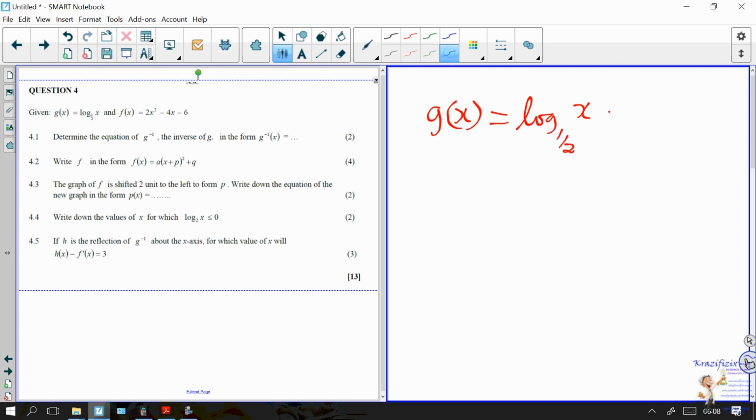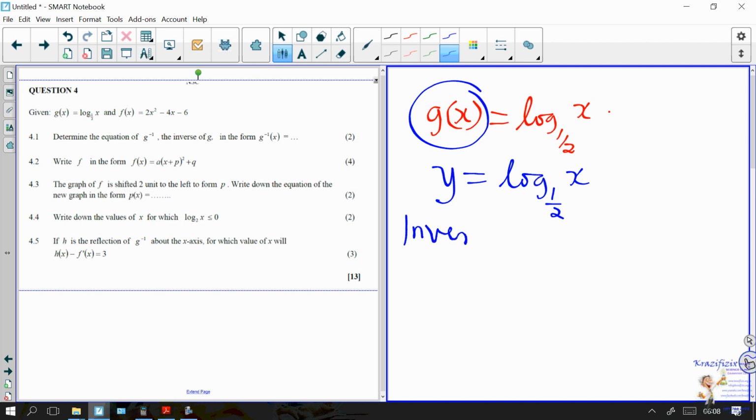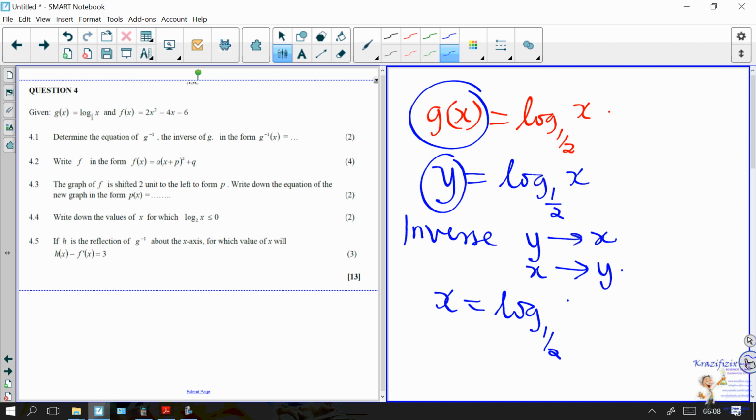Do not forget that your g of x simply means the y value. So I'm going to rewrite this as y. Now this is grade 12. In case you're in grade 11, you can also quickly learn the principle. Because it's an inverse, anywhere we see y, we change it to x, and anywhere we see x, we change it to y. So it's going to become x equals log base half of y.